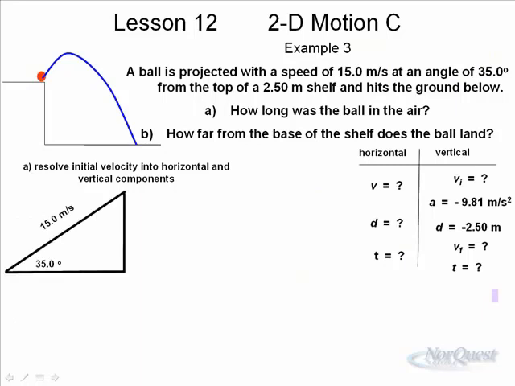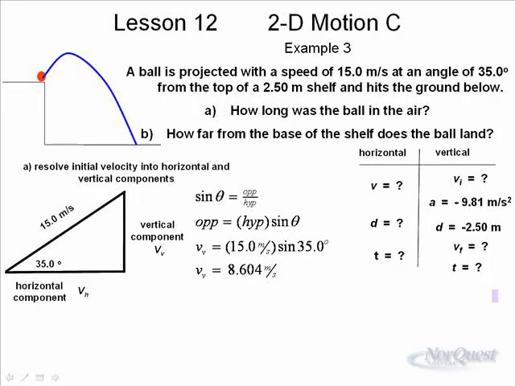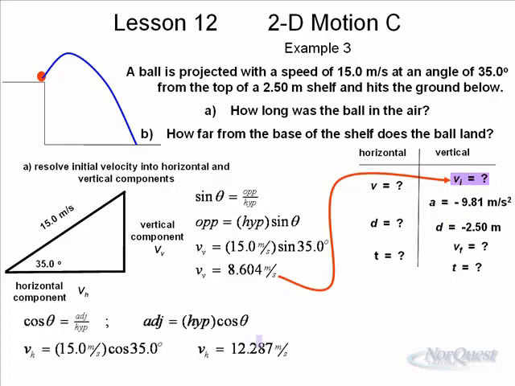We would just say, okay, here's our 15 meters per second at 35 degrees. The vertical and horizontal components need to be found, and just as before, because we're using the same numbers, we get the same result. The opposite, or the vertical component, is the hypotenuse, or 15 times the sine of 35, 8.604 vertically. So that's right here. We know the initial velocity vertically is 8.604. Horizontally, we can find it, and of course we found that it is 12.287. So those two are necessary.